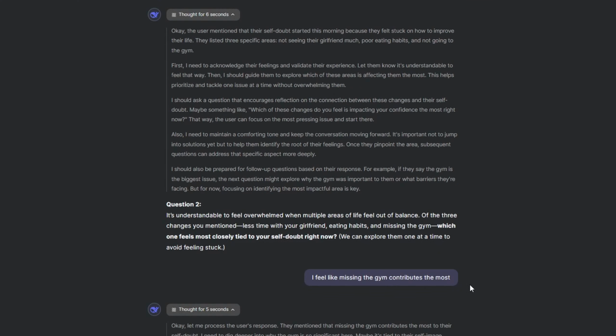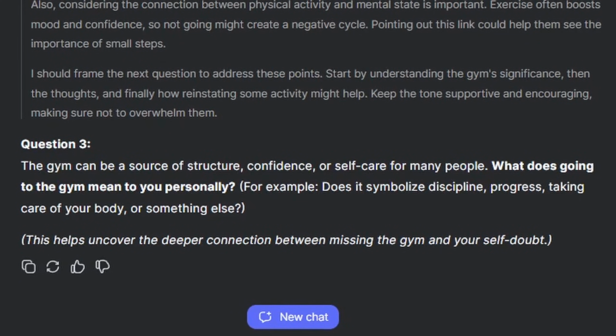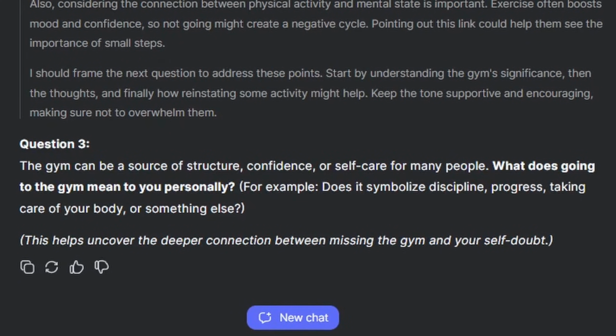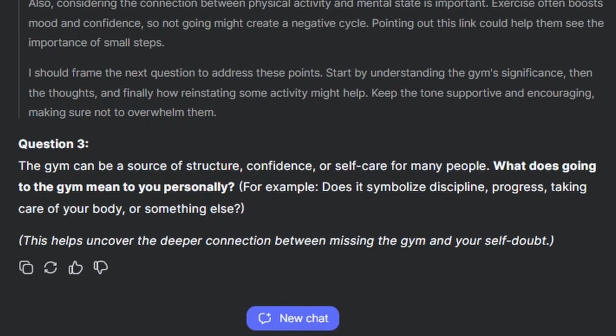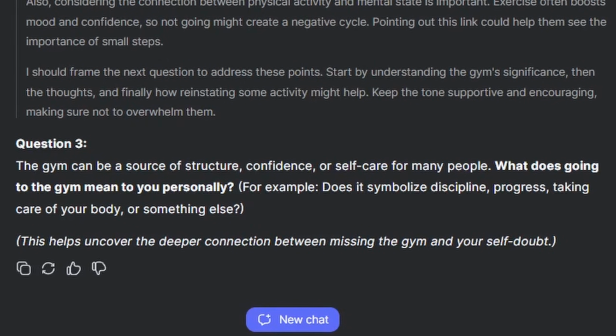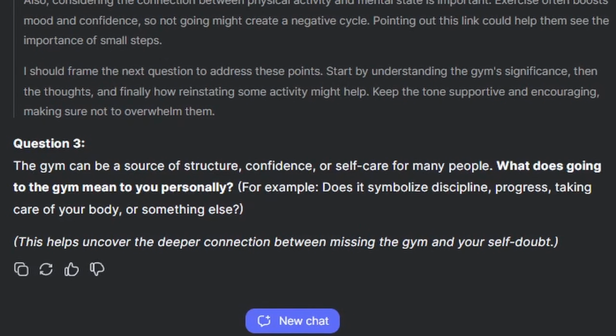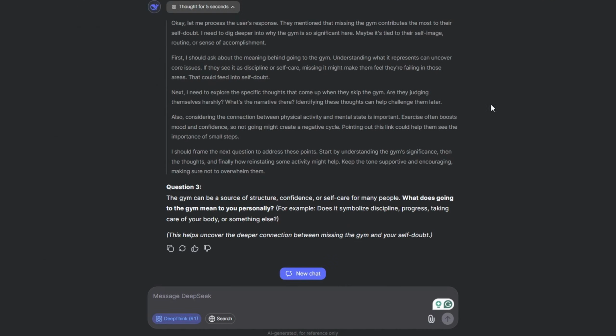So I mentioned that missing the gym contributes the most, and it said the gym can be a source of structure, confidence, or self-care for many people. What does going to the gym mean for you personally? For example, does it symbolize discipline, progress, taking care of your body, or something else? And then in parentheses, it mentions this helps uncover the deeper connection between missing the gym and your self-doubt. This is just a much better workflow than what was previously provided to us with the unstructured prompt.